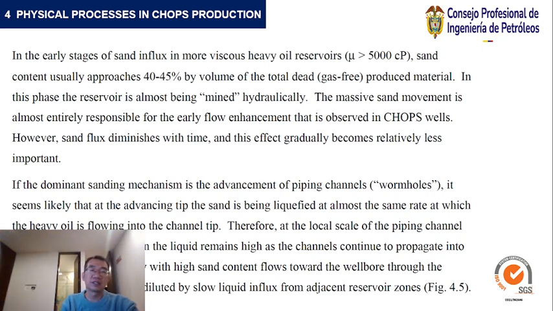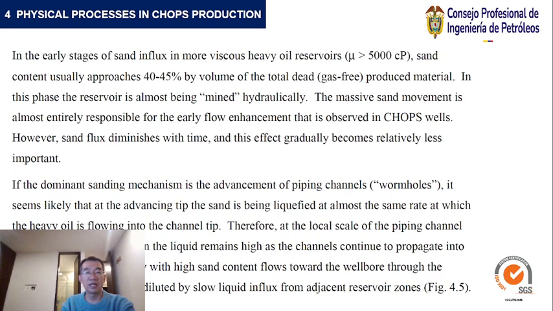In the early stage of sand influx in more viscous heavy oil reservoirs, sand content usually approaches 40 to 45% by volume of the total produced material. In this phase, the reservoir is almost being mined. The massive sand movement is almost entirely responsible for the early flow enhancement that is observed in CHOPS wells.